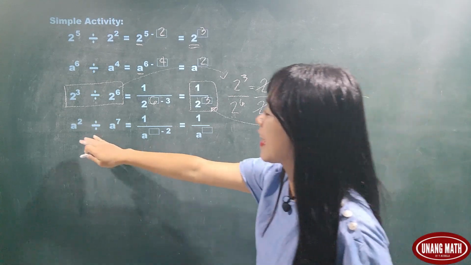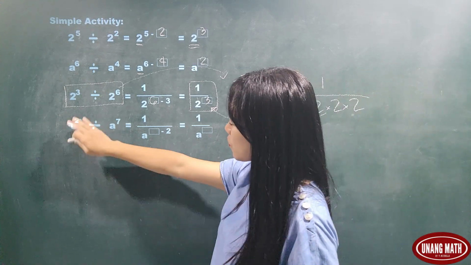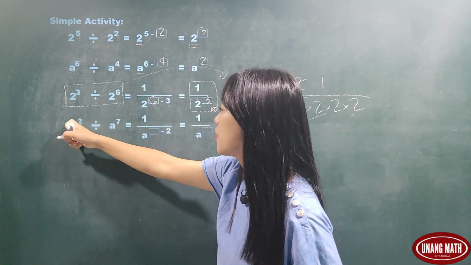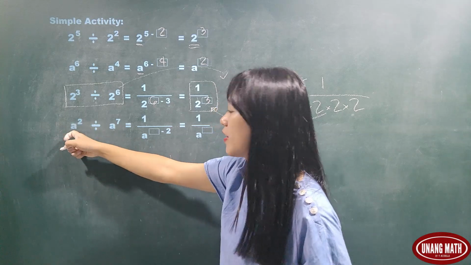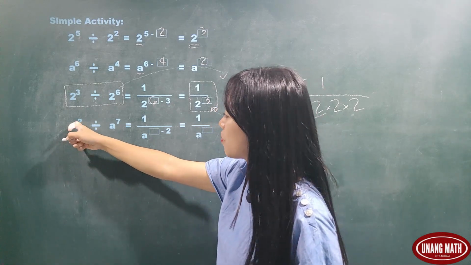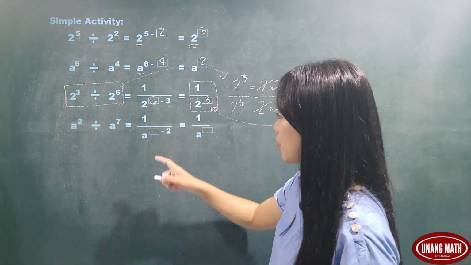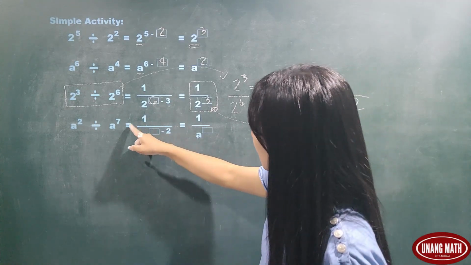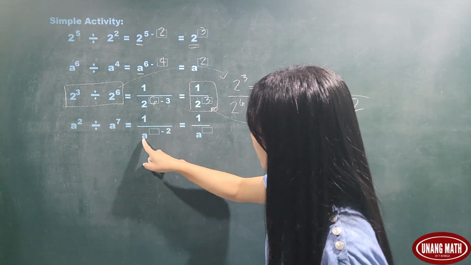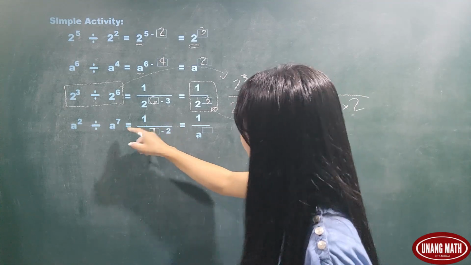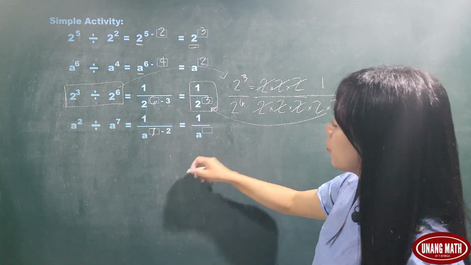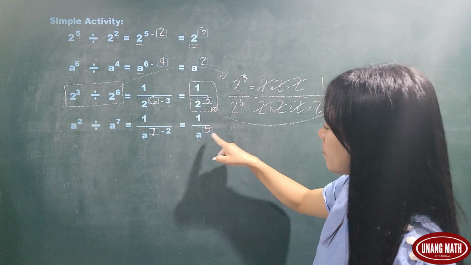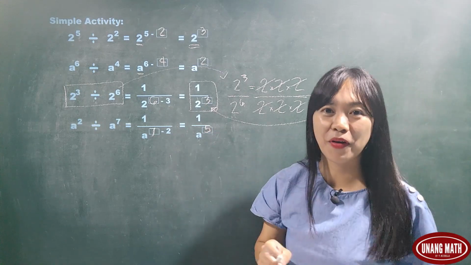Okay, what about this last one here? A squared divided by a raised to the power of 7. Okay, the exponent of our dividend is smaller than the exponent of the divisor. So our answer is a fraction. So this is equal to 1 over a, so 7 minus 2. 7 minus 2, 5. So the exponent of a is 5. So we have 1 over a raised to the power of 5.